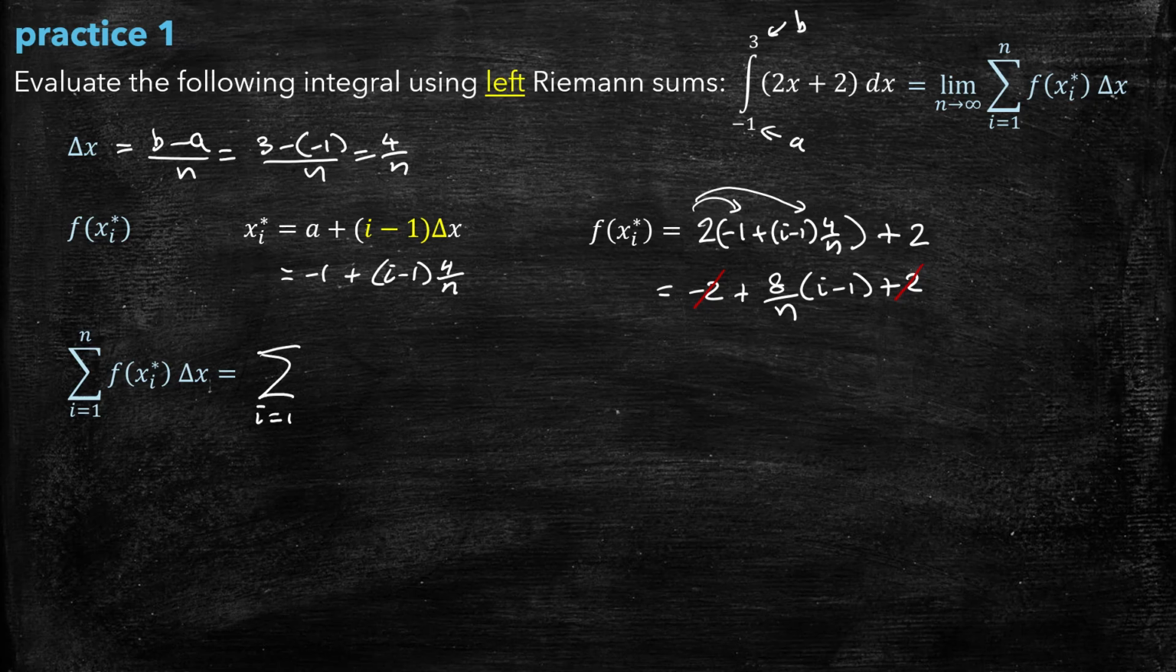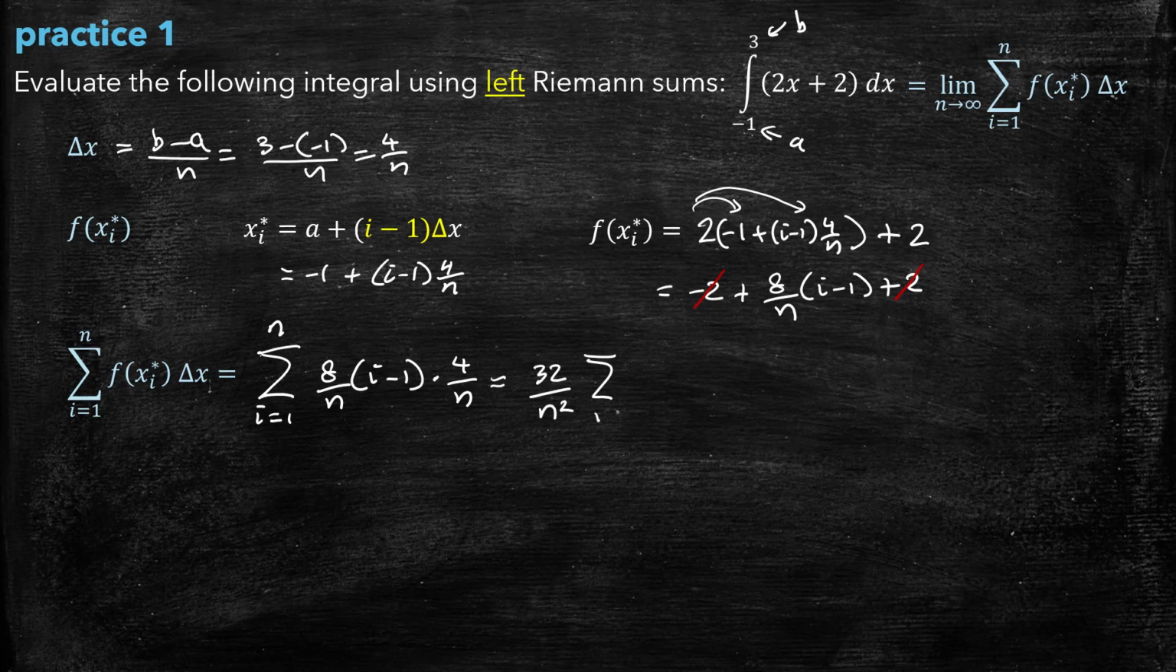So we have the sum from i equals 1 to n. f of x_i star, luckily, simplifies to this. And then we have to multiply it by delta x, so that's 4 over n. Now the important thing to realize here is that if you're summing over i, anything that doesn't have an i in it can be factored out like a constant. So 8 over n and 4 over n become 32 over n squared.